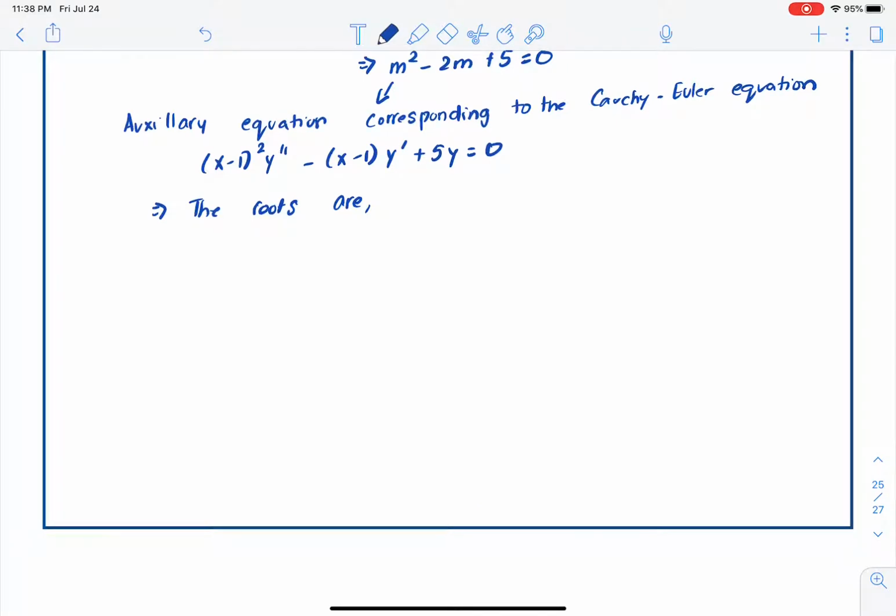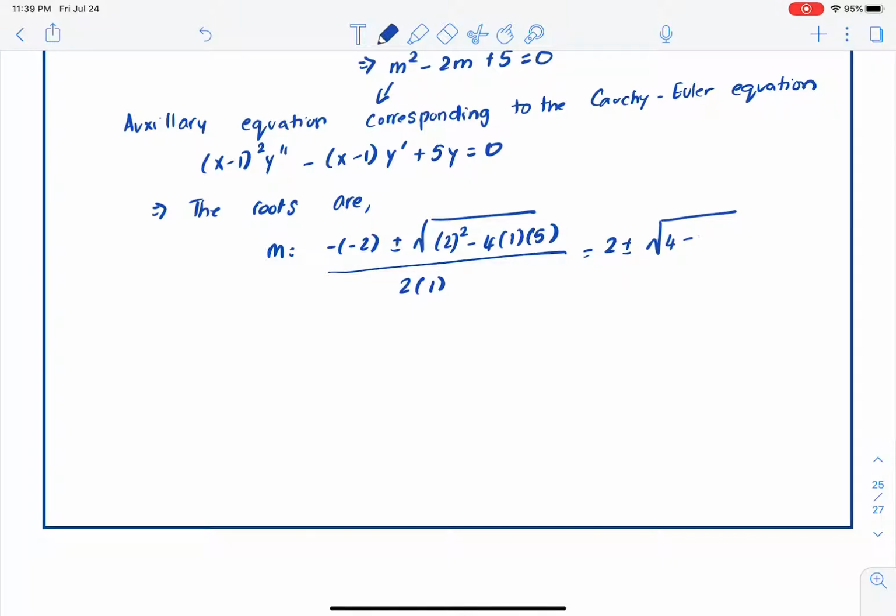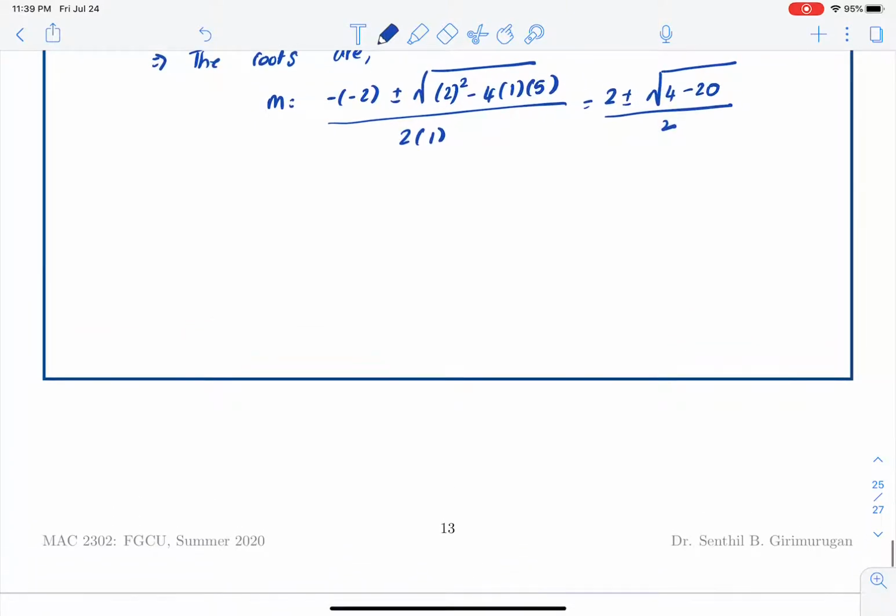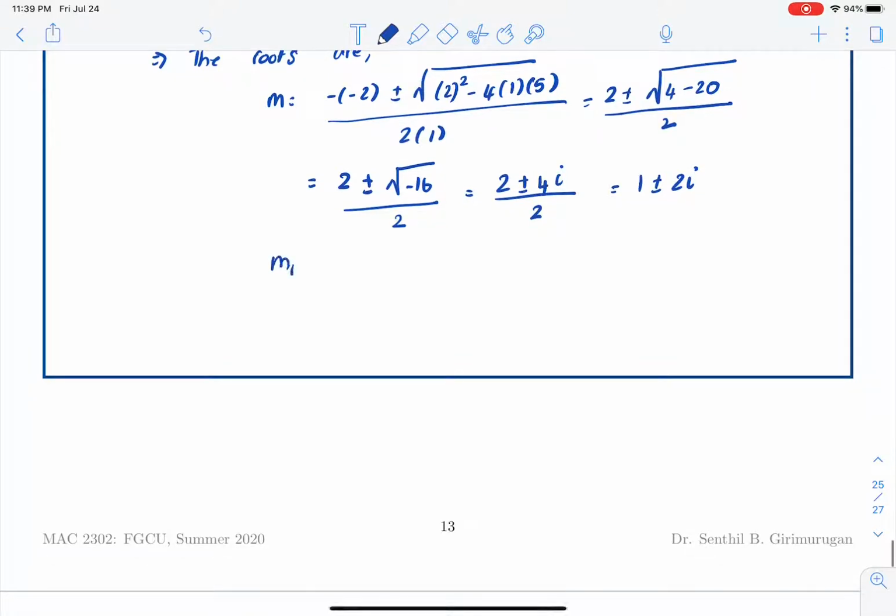No. So quadratic formula, minus b plus or minus square root of b squared minus 4ac, divided by 2a. Plus or minus square root of 4 minus 20 divided by 2. So we have 2 plus or minus square root of negative 16 over 2. 2 plus or minus 4i over 2. We get 1 plus or minus 2i. So we have the two roots which are conjugate pairs, 1 plus 2i and 1 minus 2i. This would imply alpha is 1 and beta is 2.